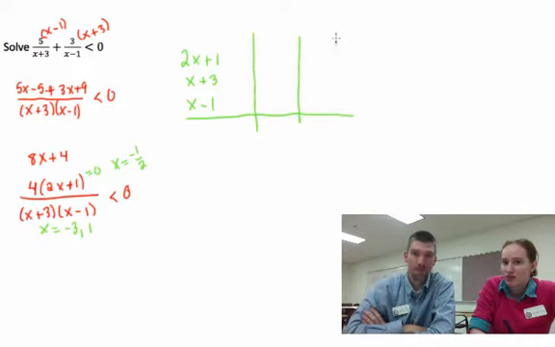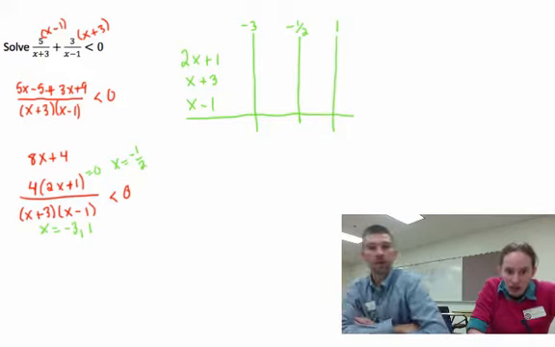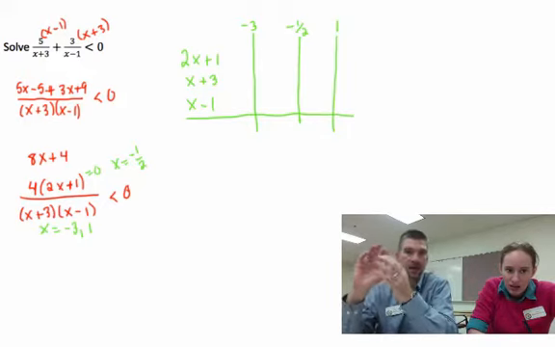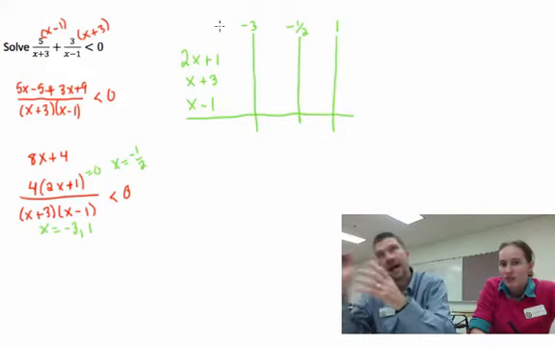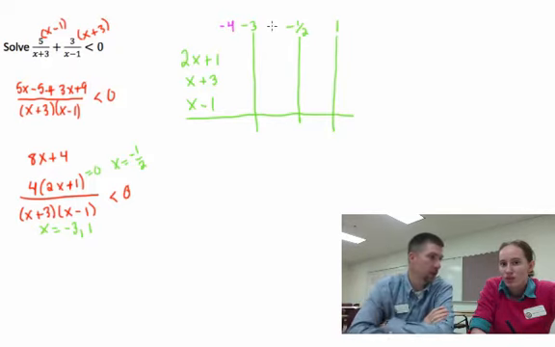So remember, we put our zeros and our vertical asymptotes: negative 3, negative 1/2, and 1. And remember, we're only interested in whether the sign of the whole thing is positive or negative, not the actual number of the thing. Right. True that indeed.